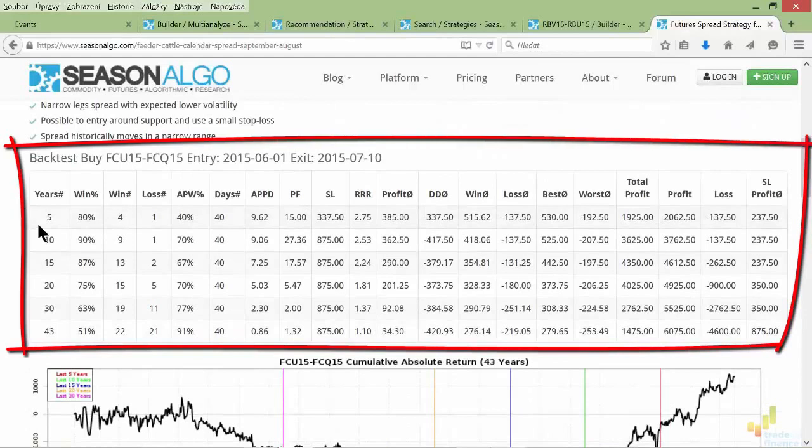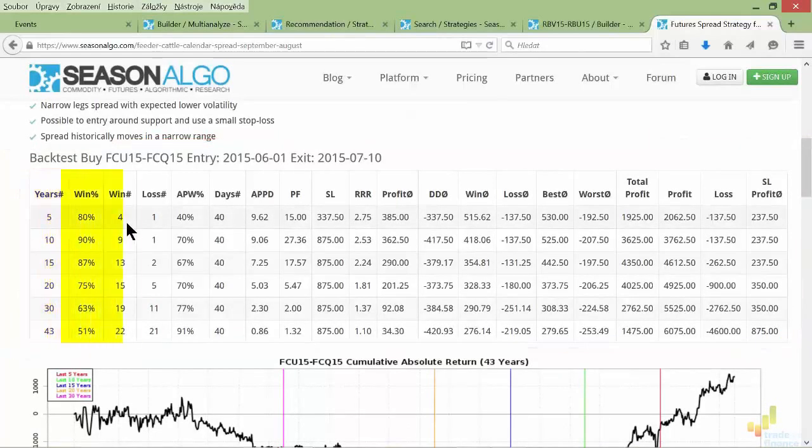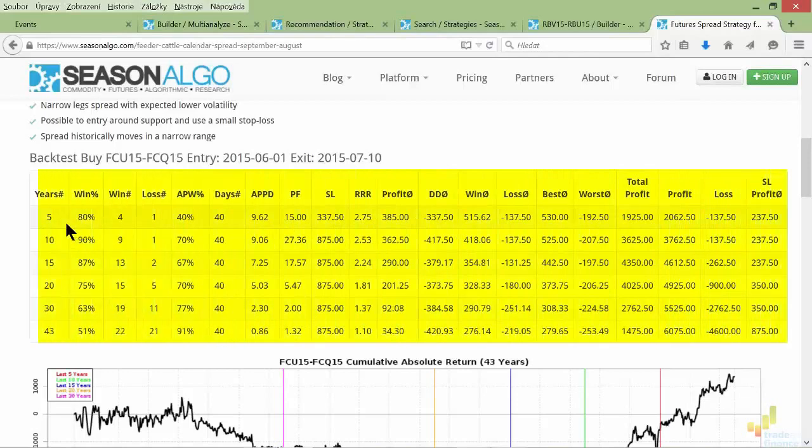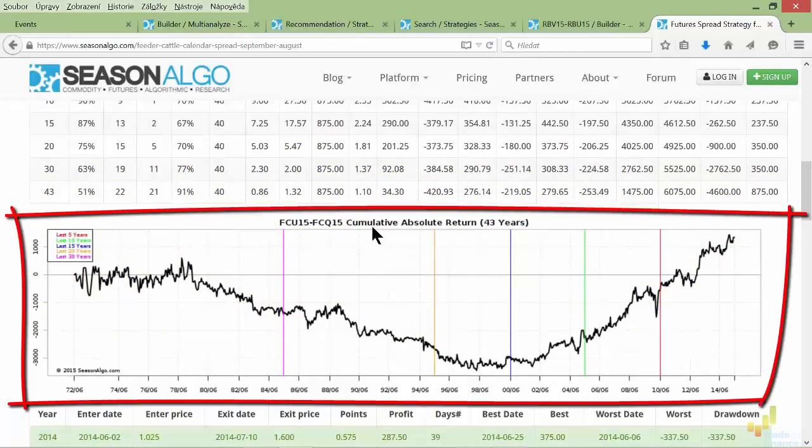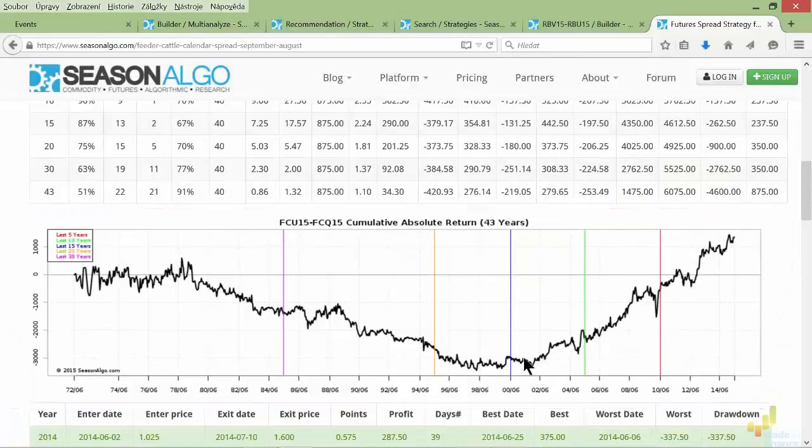And here we can see the backtest. We can see that in the last 5 years, there were 4 winning trades and 1 losing trade. And we can also see what the risk reward is, and also what the total profit was. And these are the figures which are relevant for different historical periods. And underneath there is the absolute cumulative return chart, and here the blue line indicates the return in the last 15 years. The green line represents 10 years, and the red line the last 5 years. So this is how the market developed.